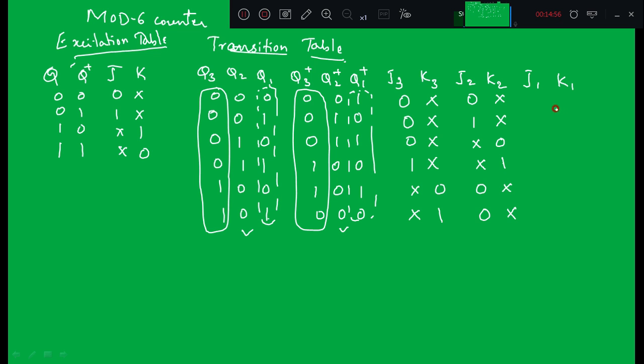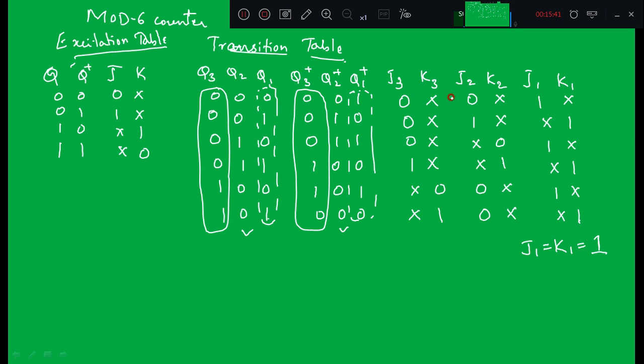0 1 1 don't care, 1 0 don't care 1, 0 1 1 don't care, 1 0 don't care 1, 0 1 1 don't care, and the last one 1 0 don't care 1, right? So all the cells of J1 and K1 are 1, either 1 or don't care, and the remaining two combinations 1 1 0 and 1 1 1, we are going to fill up don't care in those cells. So no need to put K map for J1 and K1, directly you can write J1 equal to K1 is equal to 1, right?